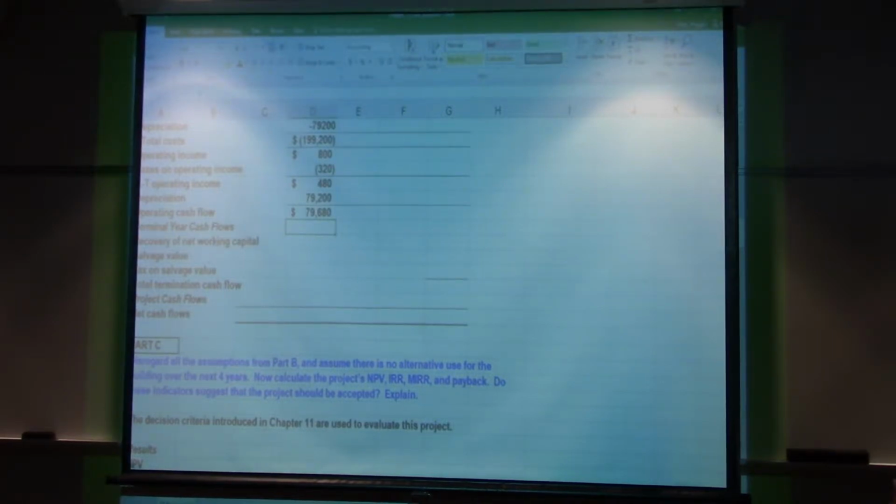Terminal year cash flows. Yeah, no, so now you should repeat it. This is the operating cash flow for the first year, and then for the second year, third year, fourth year, it's all the same thing. Termination is at year 4.